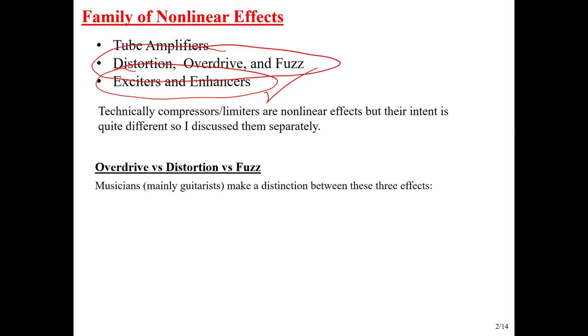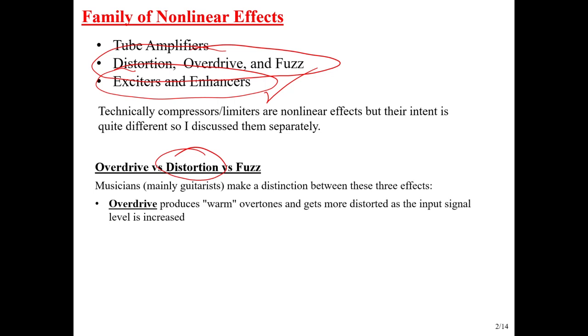Guitarists make a distinction between these three words, although engineers think of all of them as just distortion. So an overdrive is an effect that guitar players view as producing some sort of warm sound and providing some overtones. If you turn the volume of your guitar down, the overdrive decreases, that distortion decreases, and you get a clean sounding guitar. And as you turn the volume up, you get a little bit more distortion.